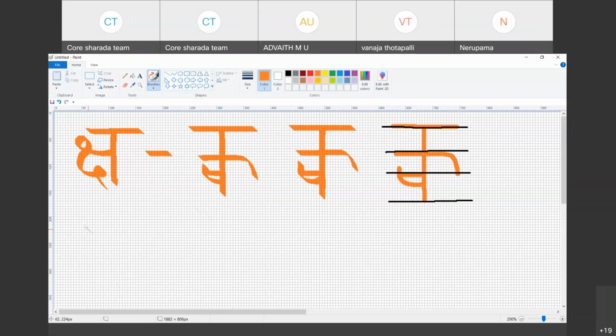Okay, I think I'll move to the next letter. If you have any questions, we can take them at the end. So the next Sanyukt Akshar is Tra. This is letter T in Devanagari.